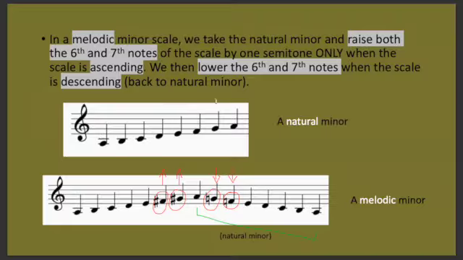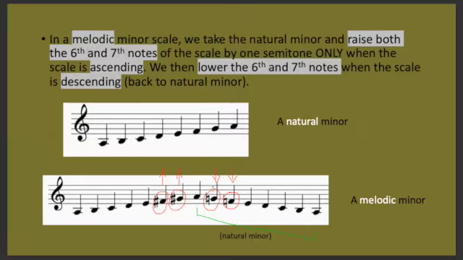So I'm going to show you. Here is A natural minor, and I'm going to play it ascending and descending. In the melodic minor, we go to the 6th and 7th notes, which are here, and we will raise them both by one semitone. Now remember, we only change the accidental in front of it. So the F natural becomes an F sharp and the G natural becomes a G sharp. So this is only when it's ascending, going up. The scale is going upwards here, it's going higher.